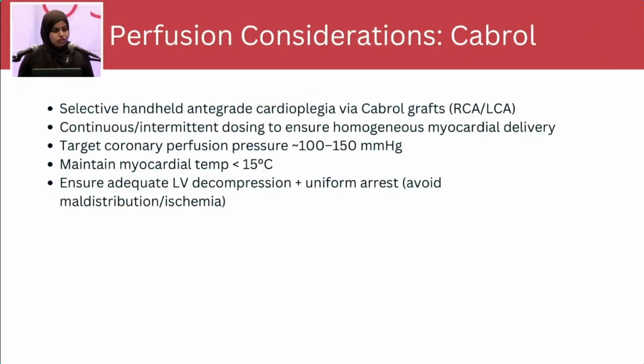In Cabral procedures, myocardial protection is achieved through selective antegrade cardioplegia delivery directly into the coronary grafts. This ensures reliable myocardial perfusion when standard delivery is not feasible. Cardioplegia may be given intermittently or continuously to maintain uniform arrest and prevent regional ischemia. Coronary perfusion pressures are typically maintained around 100 to 150 millimeters of mercury with myocardial temperatures below 15 degrees Celsius. Effective ventricular decompression is also critical to prevent distension and ensure uniform protection.